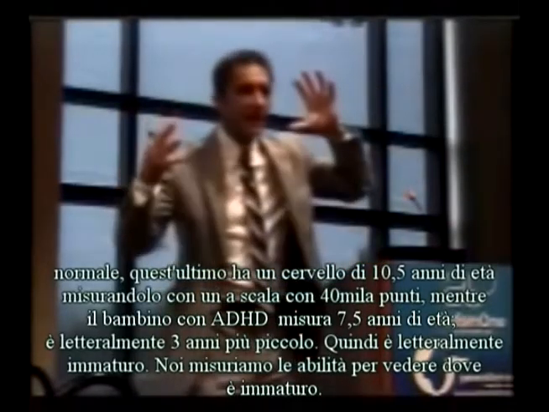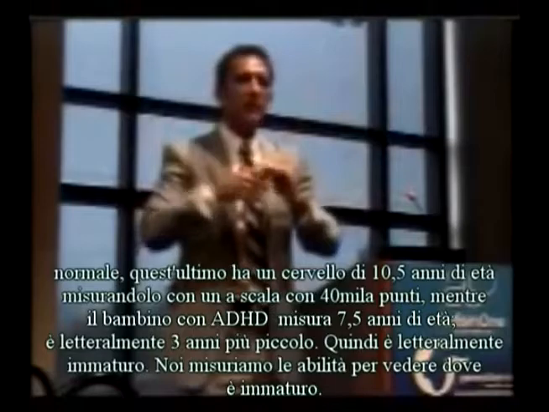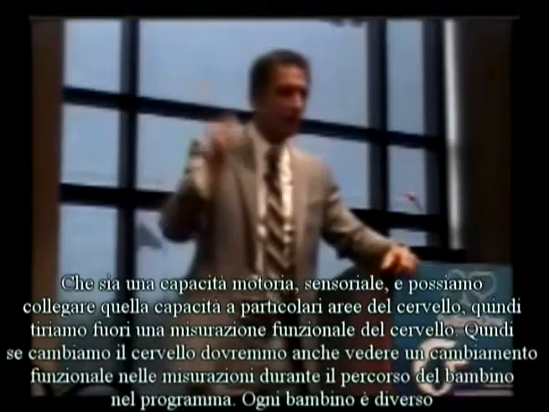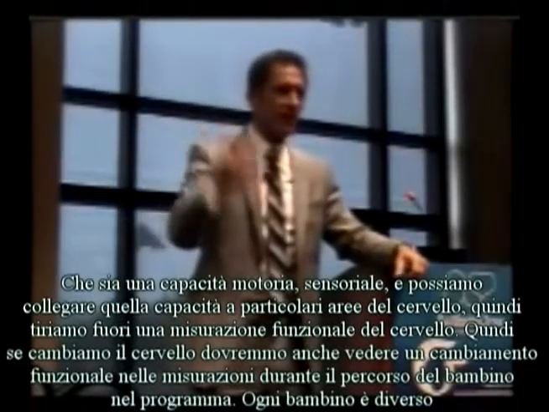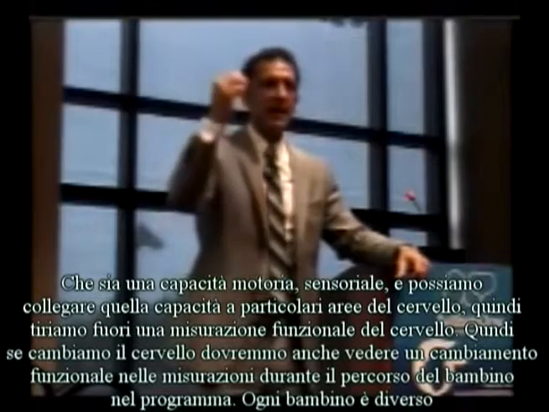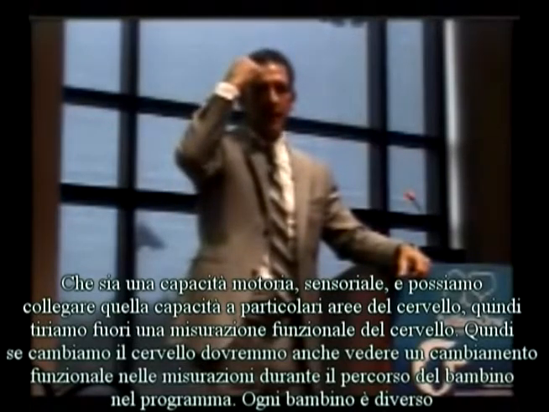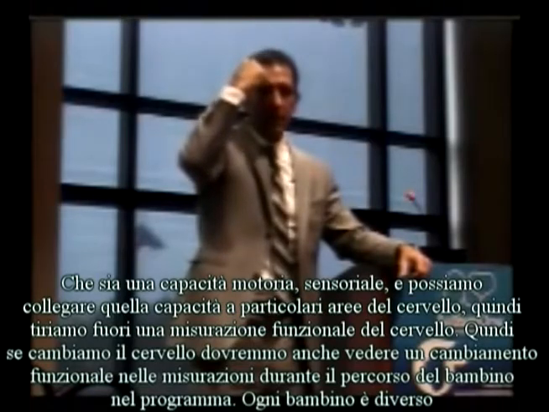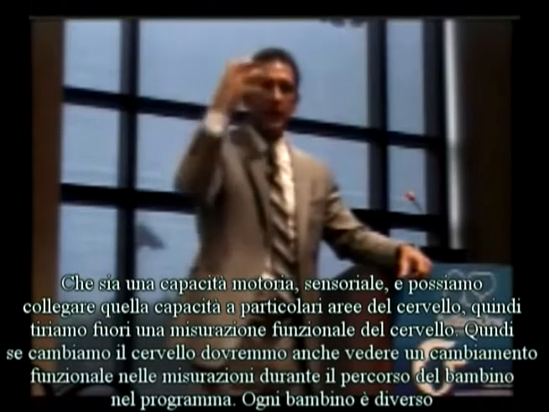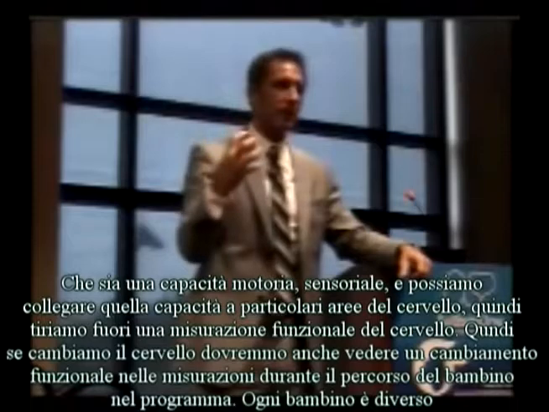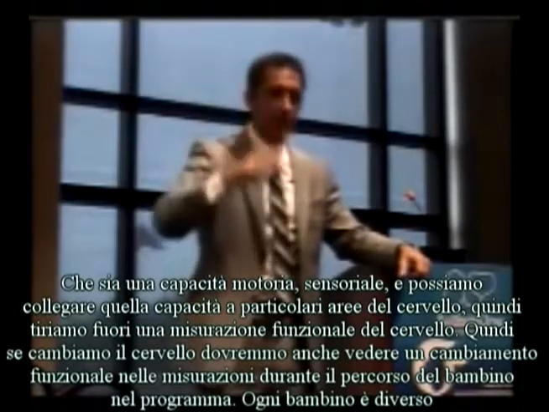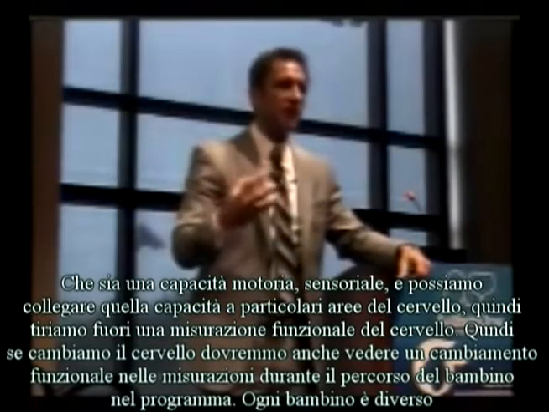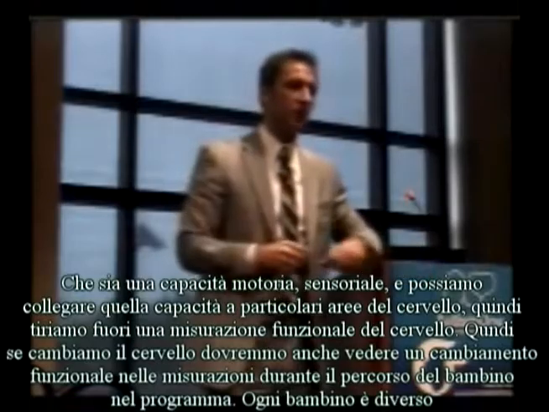So we're measuring the skills to see where is this. And we're taking a skill, whether it's a motor skill or a sensory skill or sensory processing, and we're saying that skill we can look at basically being considered, related to one particular area of the brain. And so we're getting a functional measurement of that brain. And if we're changing the brain, we should also see a functional change in that measurement as the child's going through the program. Every child is different.